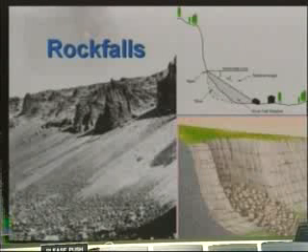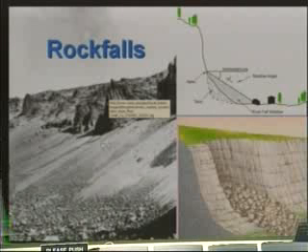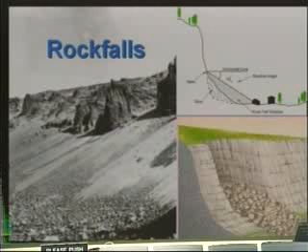All right, rock falls, just a few examples. Again, the rocks would just simply fall straight down and then, of course, pile up in some slope debris material like this, a talus pile. So a real photo on the left and a cartoon over on the right.